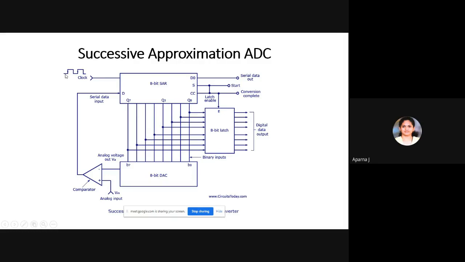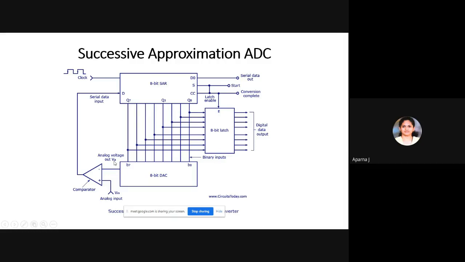And during the first clock pulse, when the clock signal goes from low to high transition, the output of the Q7 bit will be set to 1 and all other bits will be 0. Now this 1 and all the others 0 is given as input to this 8-bit DAC. Taking this digital input, the equivalent analog value will be obtained at the output here.